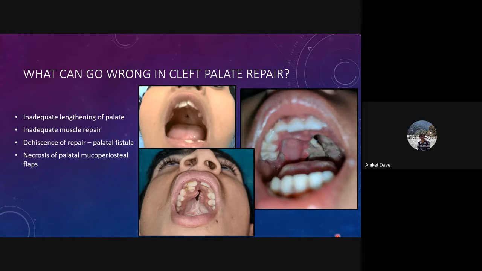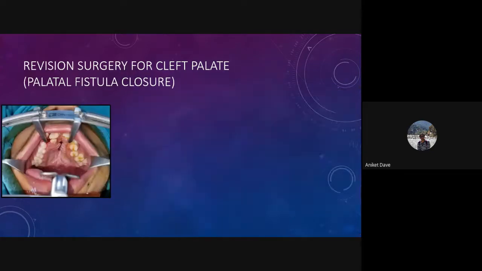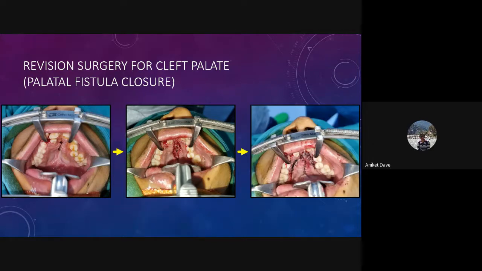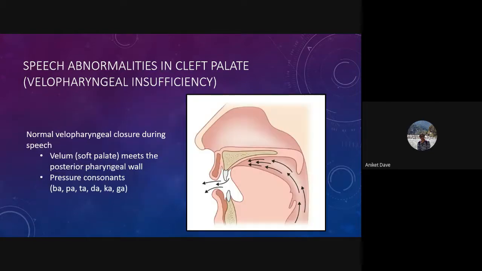So these are the complications which can occur. We do deal with these. This is the same child that we saw in the previous image with a large anterior palatal fistula. This has been repaired first by closing the nasal layer, and then by a principle similar to Bardach's two-flap palatoplasty, we have closed the oral side, and the fistula has been closed.